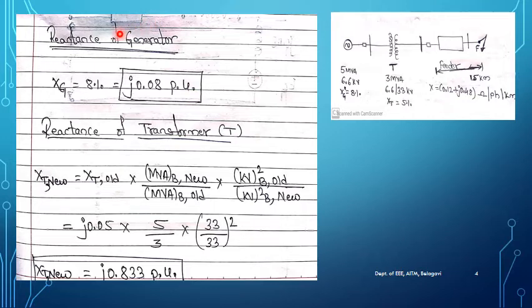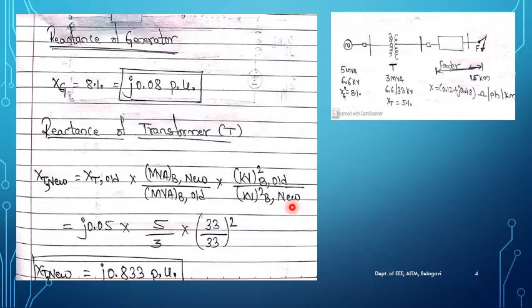Then after calculating the reactance of the generator, the next component is the transformer. If you want to find out the new value of the reactance, this is the formula we are going to use. According to that formula, the new reactance of the transformer will be equal to the old reactance of the transformer into MVA base new divided by MVA base old value into kilovolt base old value whole square divided by kilovolt base new value square.